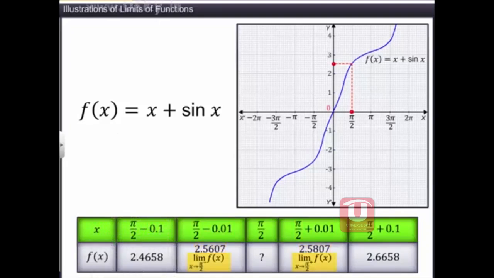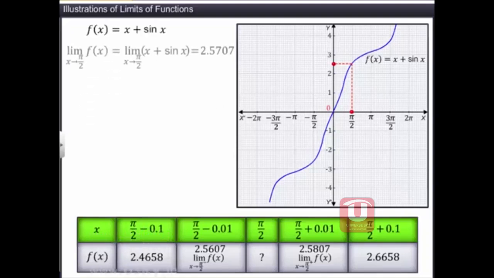This implies that the two limits coincide with each other and the limit of the function exists at pi by 2. Let's take the value of the function intermediate to both the limits. Therefore, the limit of the function at pi by 2 is as shown.